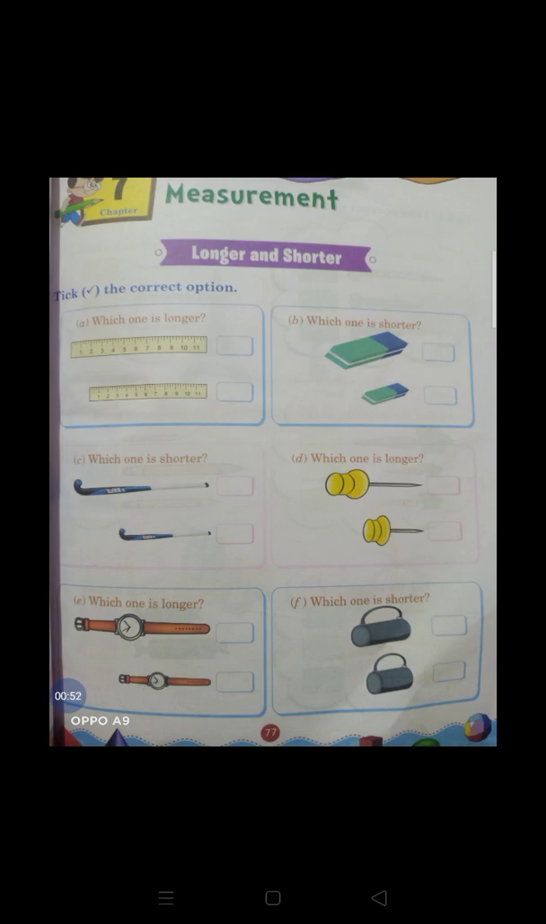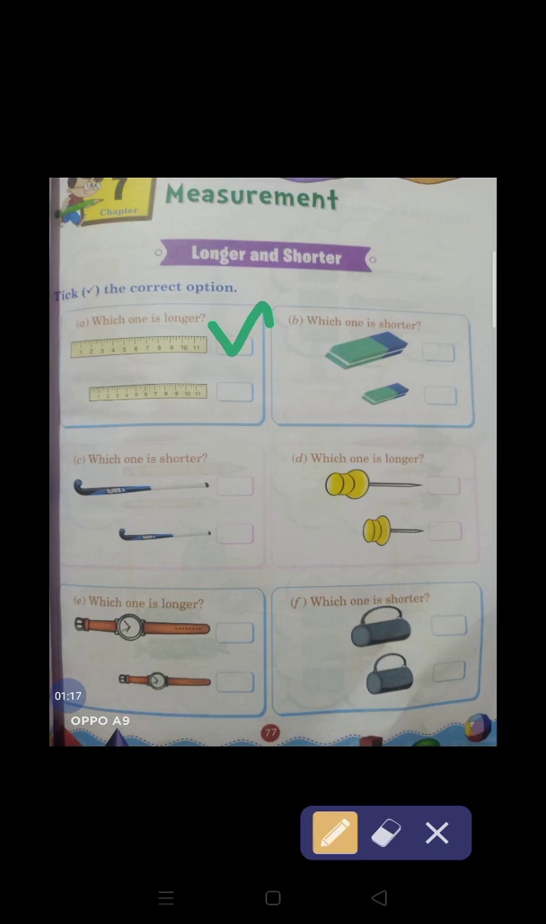Come to A question. See the pictures carefully. You have to find which one is longer. See the picture of the scale, compare these two pictures and find which one is longer. Yes, the first picture is longer. Come to B question. Which one is shorter? The second picture is shorter.